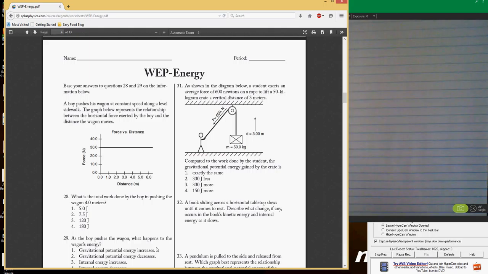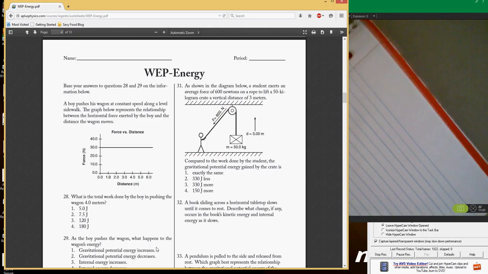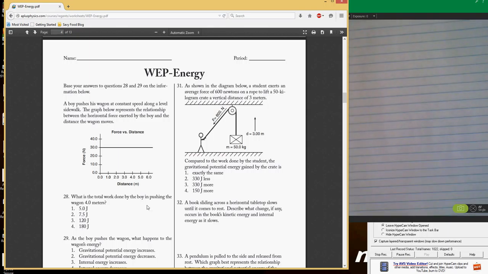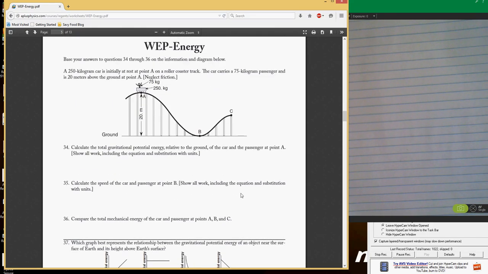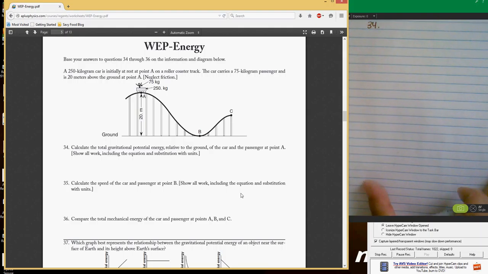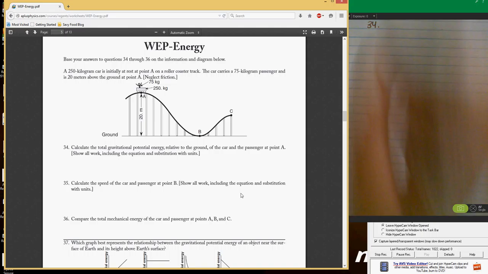Next, we're going to do the roller coaster on the next page, which is questions 34 through 36. So, a 250 kilogram car is initially at rest at point A on a roller coaster. The car carries a 75 kilogram passenger and is 20 meters above the ground at point A. Neglect friction. So for 34, we need to calculate the gravitational potential energy relative to the ground of the car and the passenger at point A.